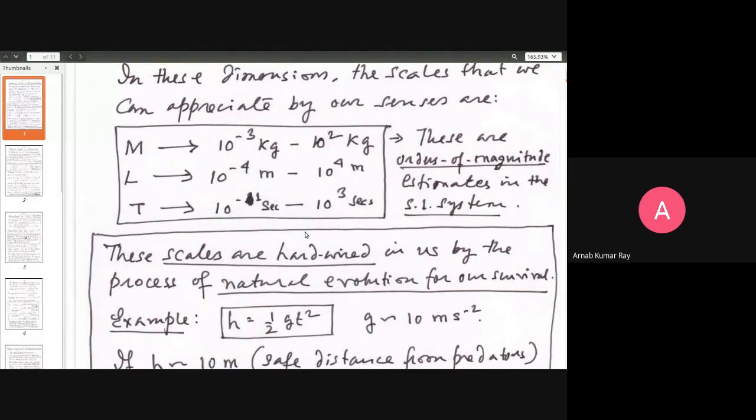But then why are we interested in knowing the limitations of our measurement? Very simple thing. We have to make measurements because we are doing physics. It's an exact science. It has to give you numbers. We are not doing philosophy or poetry.